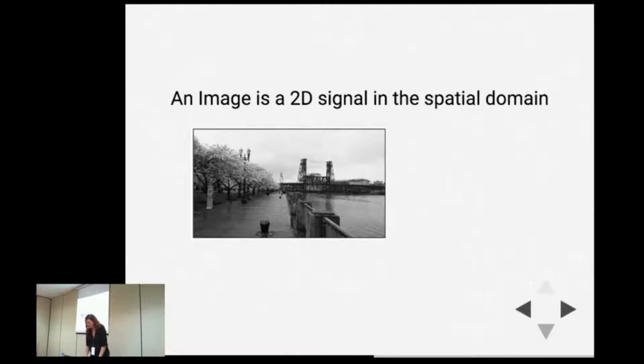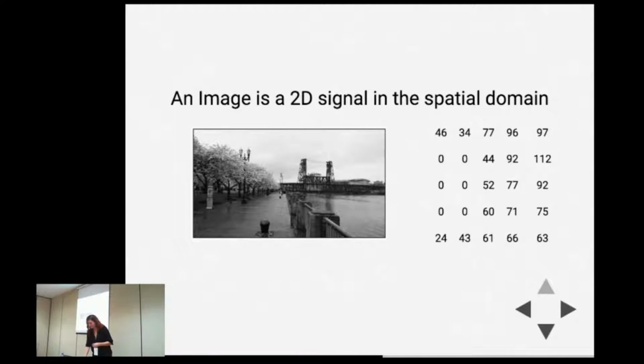Okay. So now moving on to images. An image signal is a 2D signal, and it's in the spatial domain. So we're using space instead of time, kind of along our x-axis here. So if I took a chunk out of this picture here, which is of the waterfront in Portland, you'll see pixel values that are 0 to 256, and they might look like that.